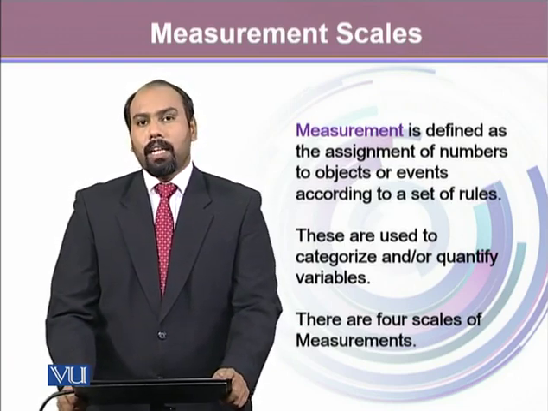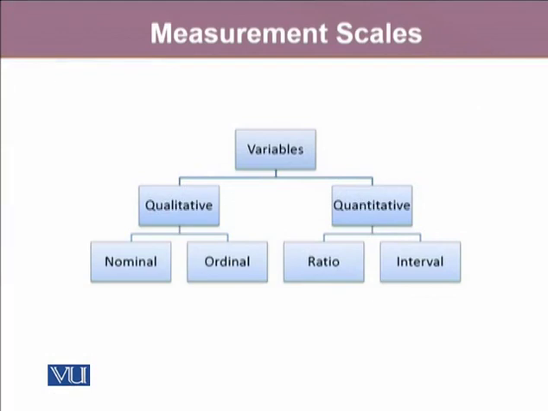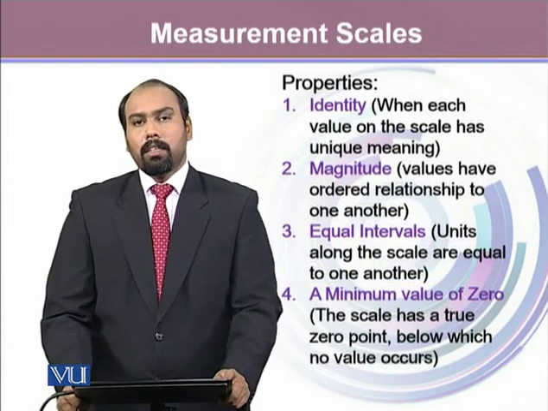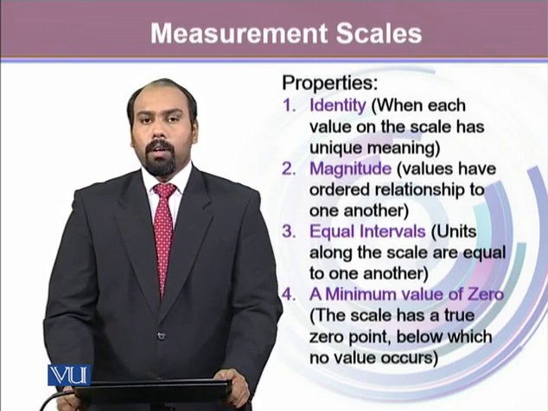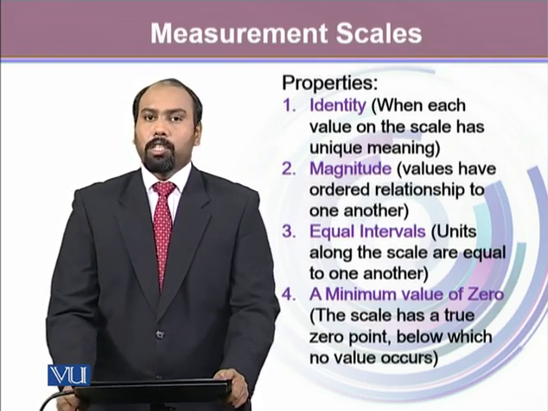There are 4 different scales of measurement depending upon the type of variable. It could be nominal, ordinal, ratio, or interval. Keeping in mind, nominal and ordinal measurement scales are for qualitative variables, for categorical variables, whereas ratio and interval measures are for quantitative variables. All these 4 scales should follow one or more of the 4 properties of measurement.